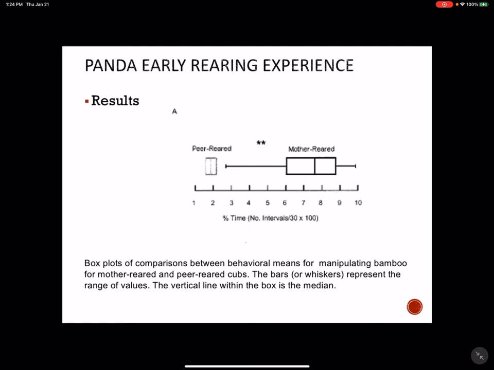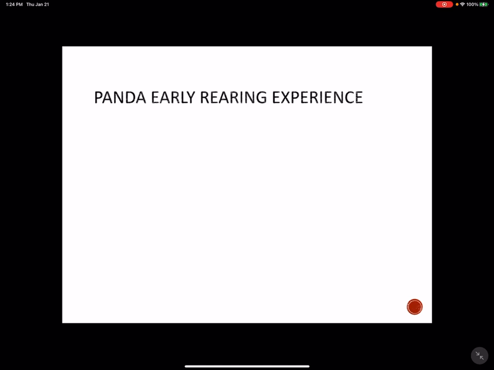So this actually contains a little stats, but we'll talk about that later. So was our hypothesis supported? Yes, the stats showed that it was. Pandas reared by their mothers are much more likely to engage in species-appropriate behavior than pandas not reared by their mothers.